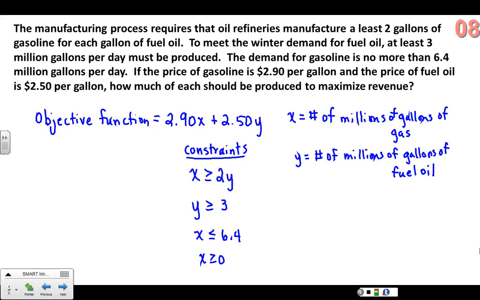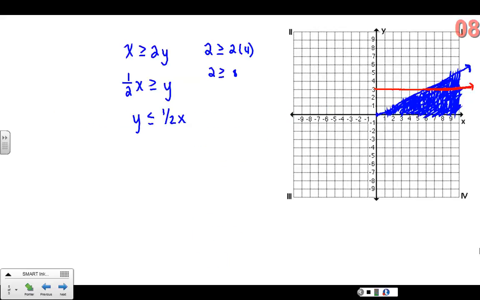X has got to be less than or equal to 6.4. 6.4 would be about here. Less than is going to be everything to the left of it. So actually what we have for our constraints here is going to be a little triangle right here. A little triangle right there. And the corner points of your triangle are going to be, it's a little triangular region.